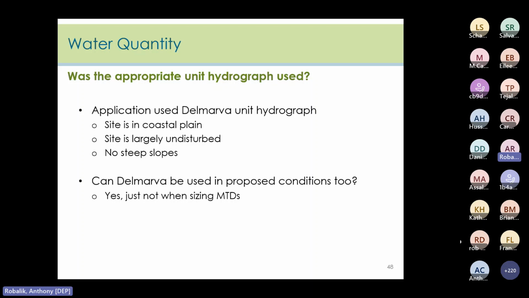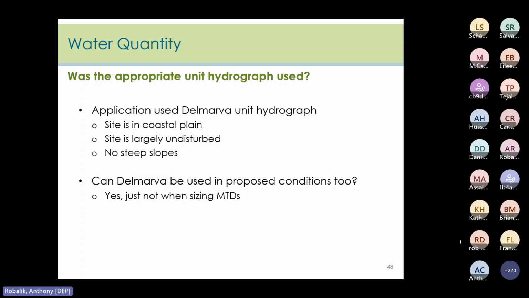The only time I would accept someone not using the Delmarva in the coastal plain is if the site was completely paved already, or the watershed has slopes that were really steep. In those rare cases, they could make an argument that the Delmarva unit hydrograph is maybe not applicable to their site. Otherwise, in the vast majority of sites in the coastal plain, we should be making them use the Delmarva unit hydrograph.